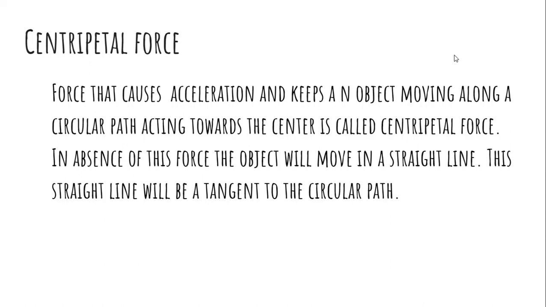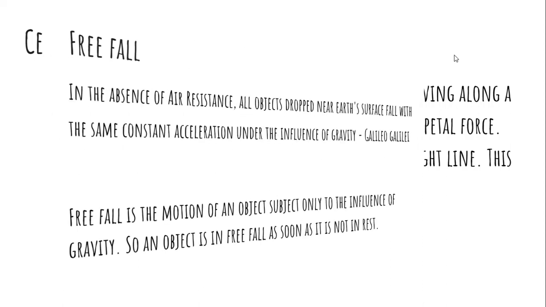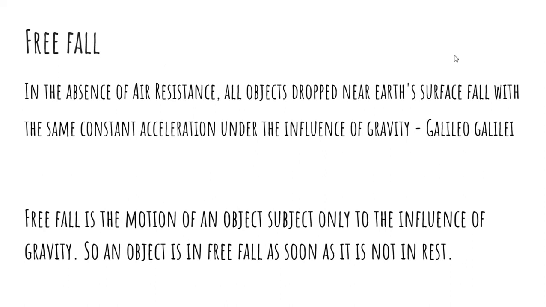In the absence of this force, the object will move in a straight line. So if the kid just leaves the merry-go-round, they'll just obviously fall off, and that's going to be along a tangent to the circular path. So now the main topic of this part is free fall.